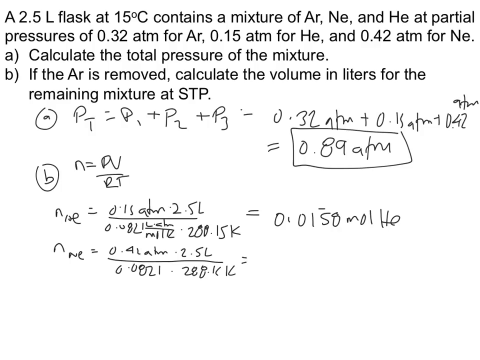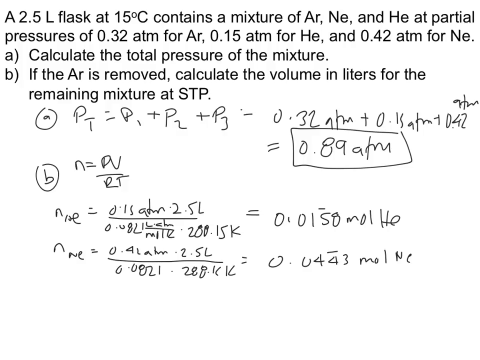This is going to give us the following value for our neon. So now we have the number of moles in that container at that temperature for each of the gases that are originally there. Now we've removed the argon, so we don't care about the argon anymore. But what they're asking us now is the new volume of the container at STP.